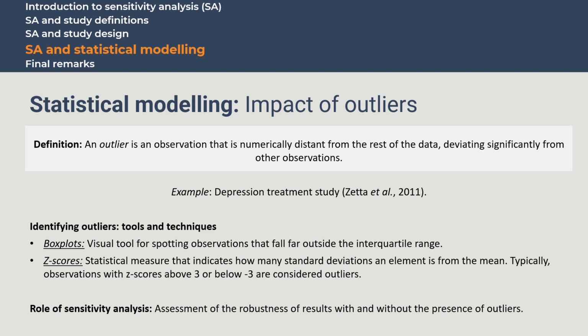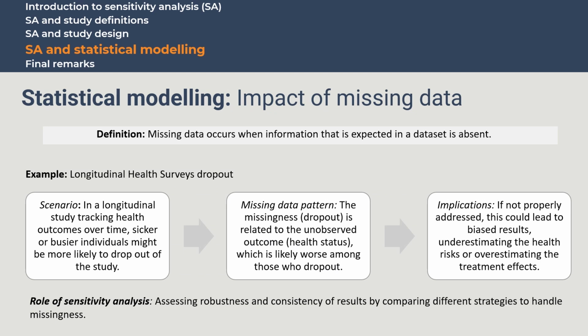Another aspect within sensitivity analysis is to understand the impact of missing data. Missing data occur when no data value is stored for a variable in an observation. This can be produced by no response in surveys, dropout in clinical trials, incomplete data entries in registers, loss of follow-up, etc. So within a longitudinal health survey, we see a lot of dropouts.